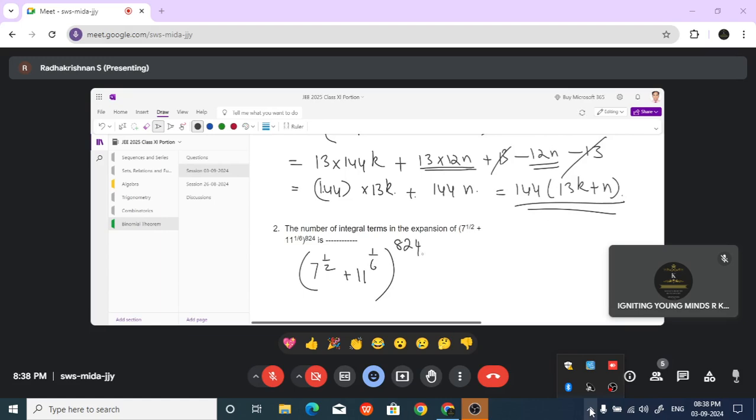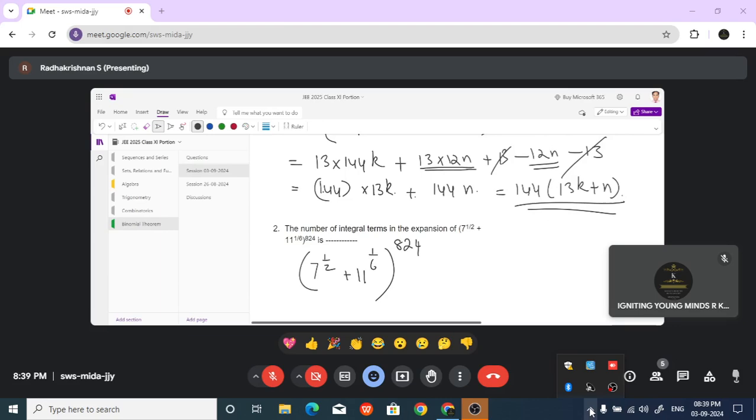Can you expand it? Do the binomial expansion, then we can see which are the integral terms and which are not. An integral term means 7, 11 and so on. But if 7 power 1 by 2, 7 power 3 by 2 come, that is not an integer, right? 7 power 1 by 2 is root 7, which is not an integer. Similarly 7 power 3 by 2 is not an integer. In the same way, 11 power 1 by 6, 11 power 2 by 6, 3 by 6 are all not integers.